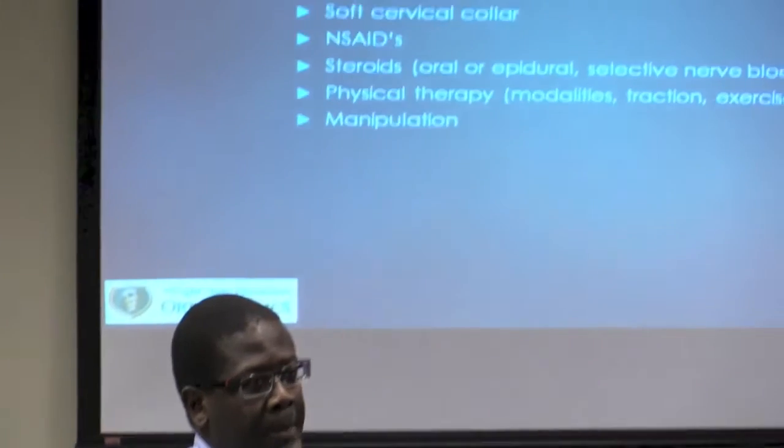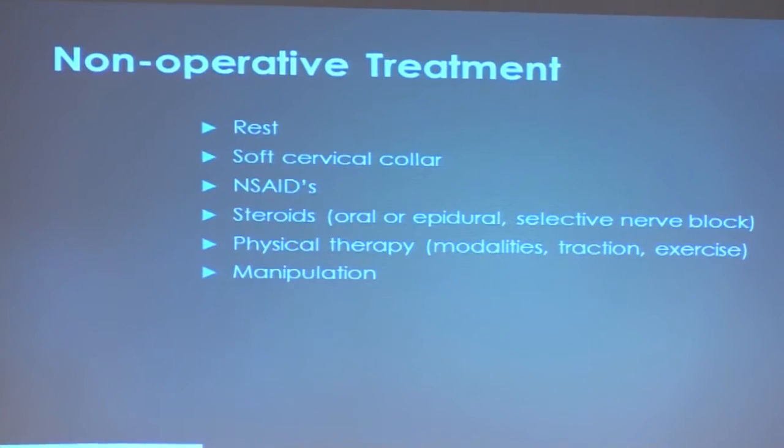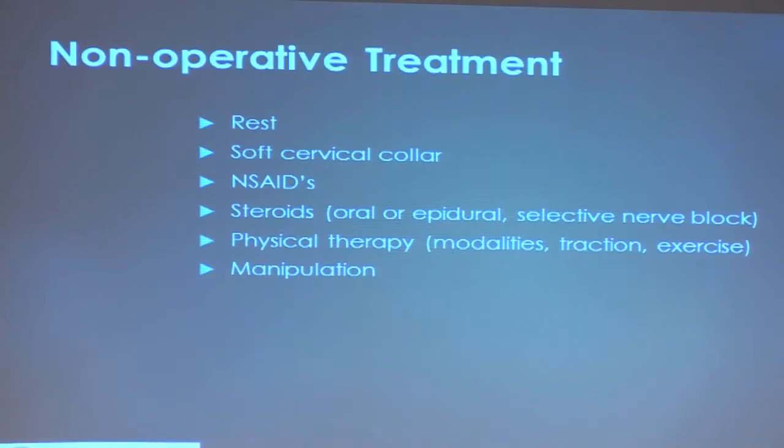The mainstay of treatment is non-operative treatment. Just like I had mentioned before, the majority of patients who have neck pain or arm pain are most likely going to get better over time. So rest, use of a soft collar, non-steroidal anti-inflammatory medications like Aleve, Brufen, if you're able to tolerate them. Sometimes a short course of steroids through oral dosing. Medrol dose pack is one of the examples, where you start off with a higher dose and the dose is tapered off over a couple of days. And then physical therapy is one of the mainstays of treatment, and manipulation therapy.